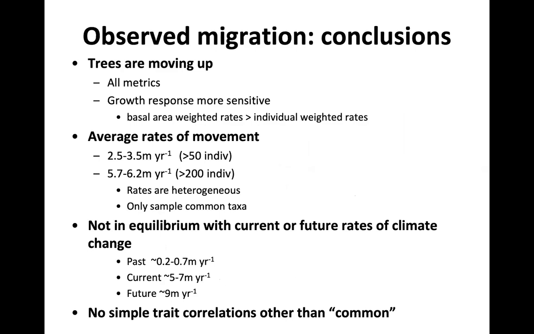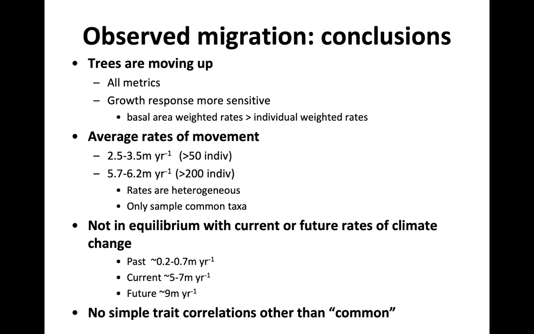The rates of change that we observe aren't in equilibrium with either current or future rates of climate change. So if we look at the past rates of climate change, yeah, the trees can move. And if we look at the paleoecological record, the trees are doing what we saw them do in the past. They're moving around at a couple meters a year. The current rate of change is about 5 to 7 meters per year if you're thinking about the isotherm. In the future, meaning not that long, going to the end of this century, it's pushing 10 meters per year.